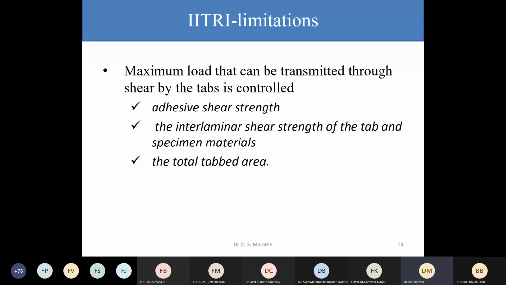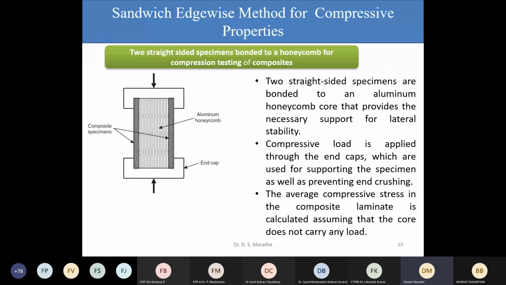Now if I go to the next compression test, it is the sandwich edgewise compressive test. How is this test designed and how is this test specimen designed? You can see that I have two composite specimens here. These two composite specimens are naturally made of different laminas. I have a laminate here. In between this, what I have is a honeycomb. This honeycomb is made out of aluminum. So this is a lightweight honeycomb.